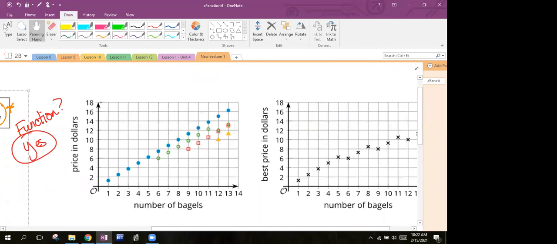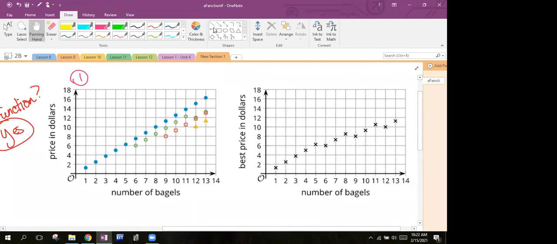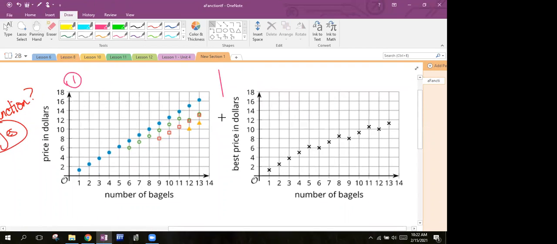Okay, so this matches our first table. You can see all the blue dots represent the storekeeper's prices. The green ones are Jada's. The red ones are Priya's, and the little triangles are Han's. Okay, so y'all may have learned this last year. Did y'all talk about the vertical line test? No, ma'am. Okay.